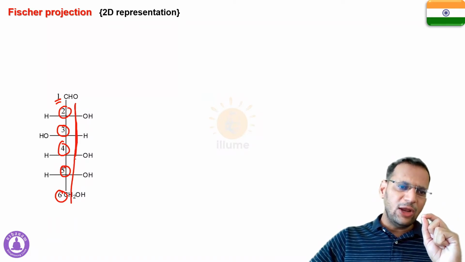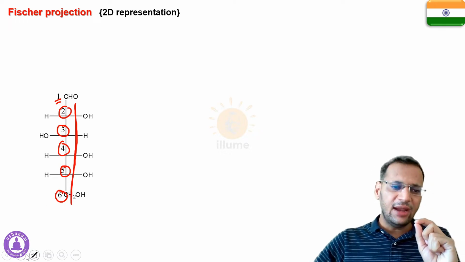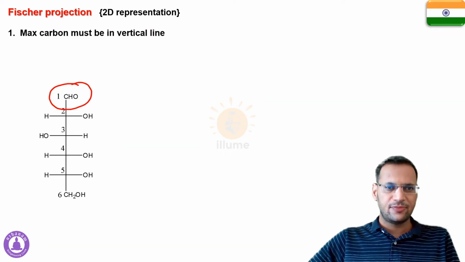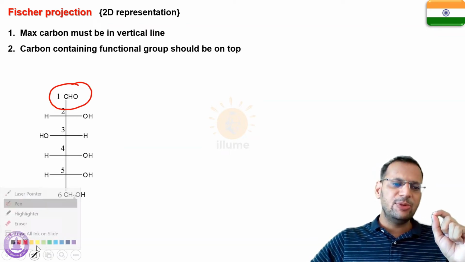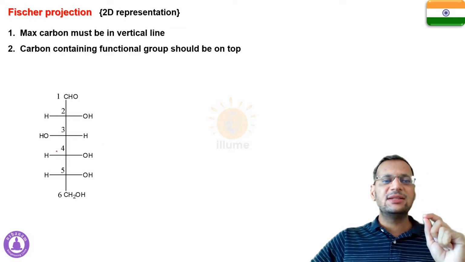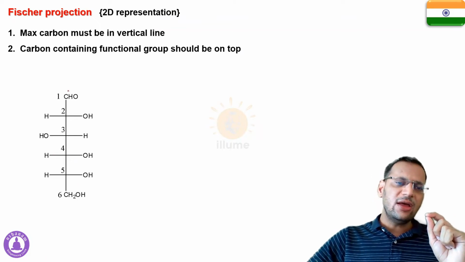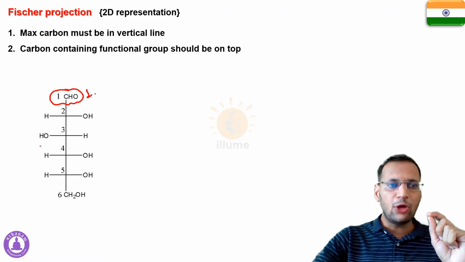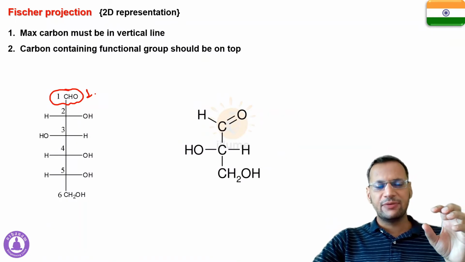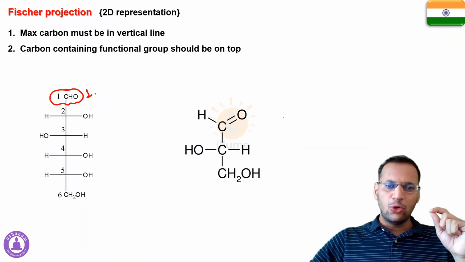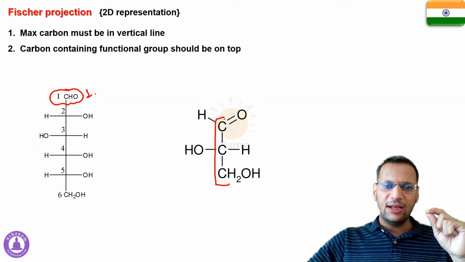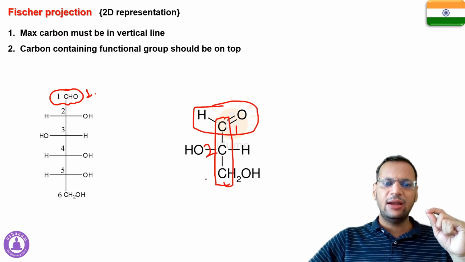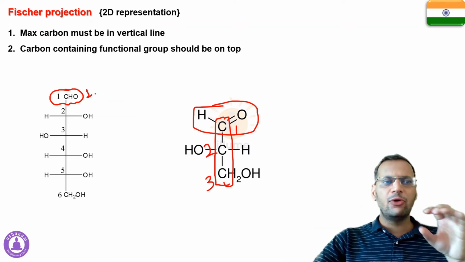So try to align all these carbons in a vertical line, and the carbon with the functional group would always be placed at the top, and that would be considered as the first carbon. That's why we enumerate it as the first carbon, because it's on the top, and that's the rule of the Fischer projection. This is again glyceraldehyde, so all the carbons are placed in a vertical line plus the functional group is at the top, and this would be the first, second and third carbon. So these are some basic rules for drawing Fischer projections.